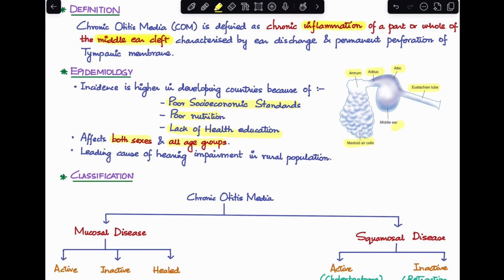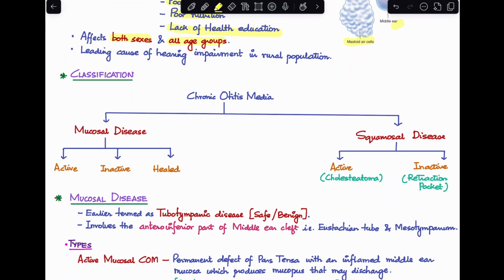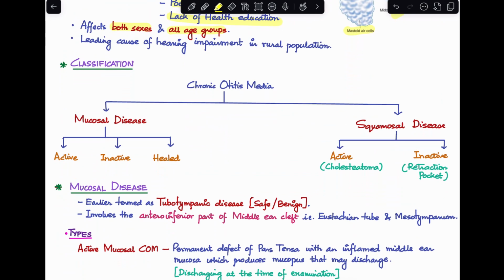Next, we move on to classifying the disease. Now, there used to be an older classification where we used to divide chronic otitis media into the tubotympanic type, which was also known as the safe type, and the atticoantral type, which was known as the unsafe or the dangerous type. However, there is a new classification now.